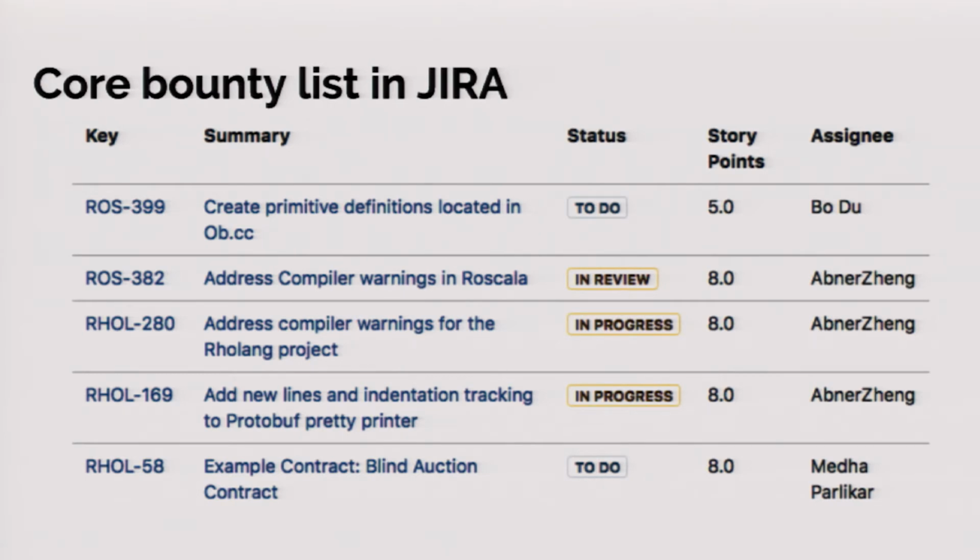In particular, let's look at ROS 382. That's in the real Scala project. There's this item about addressing the compiler warnings. The core dev team doesn't mind too much when there's a bunch of compiler warnings, but if you're a new developer, you look at this and go, what's going on there? So Abner says, okay, I'll clean those up. He puts his hand up.